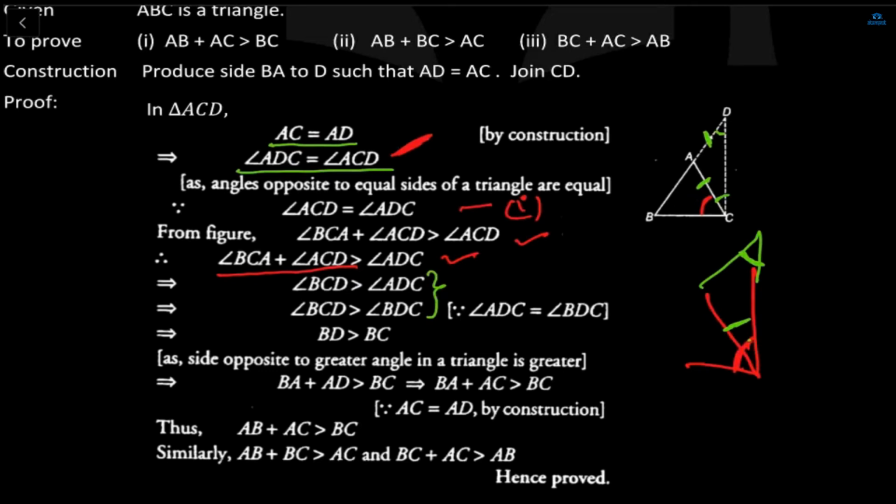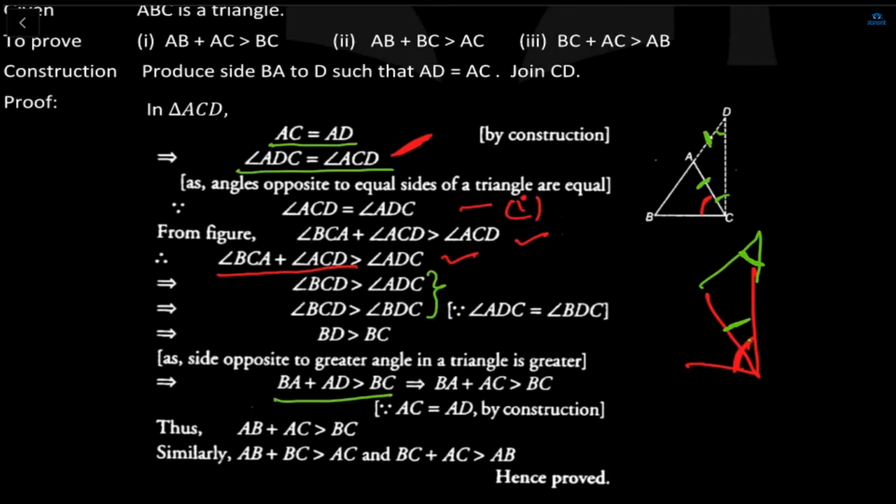Understood? Now what we got, since this is greater, the side opposite to the greater angle will be greater. So the side opposite to BCD, which side is opposite to BCD? Side BD. So BD will be greater than BC. Understood? So BD can be written as BA plus AD. So I've written BA plus AD is greater than BC.